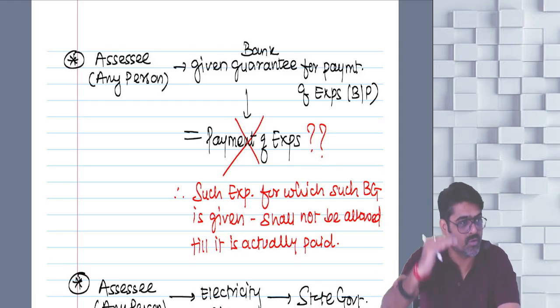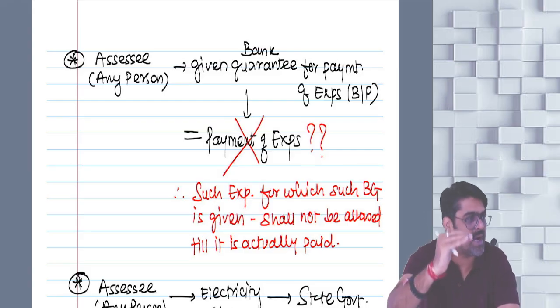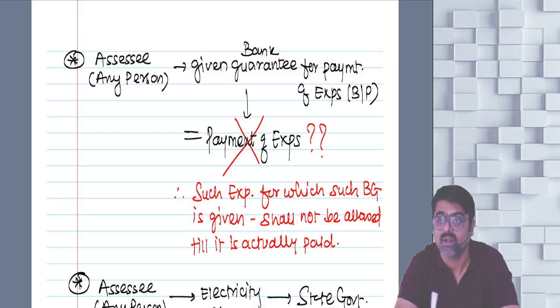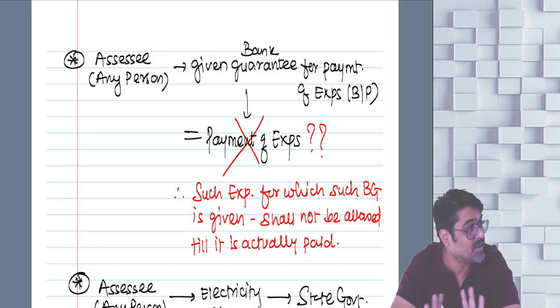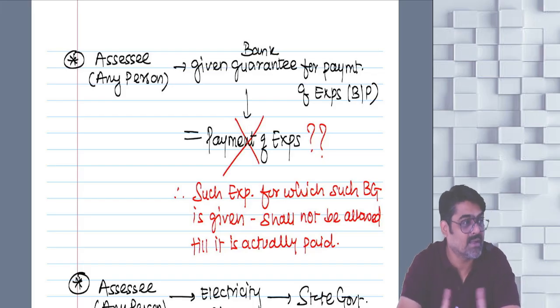Understanding? So any of those expenses, like those under Section 40A, incurred for your business or profession, and for those expenses, if you are giving any bank guarantee to the opposite party, giving the bank guarantee only is not the actual payment of that expense. You are just giving an assurance that if you fail, the bank will pay on your behalf. Giving the assurance is not the actual payment. So at the time of giving the bank guarantee, the deduction will not be allowed.